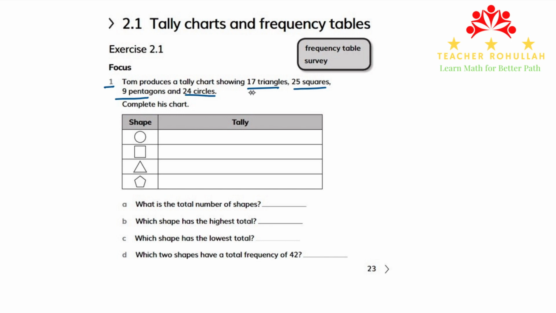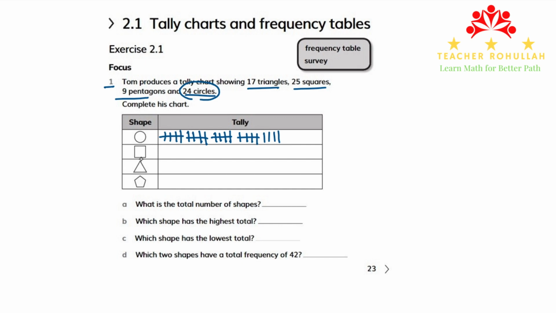So how many circles do we have? We have 24 circles. So I will use tally marks to show 24 circles. 1, 2, 3, 4, 5, in groups of five, so 5, 10, 15, 20, 21, 22, 23, 24. Now the tally marks that I used here show 24 circles.